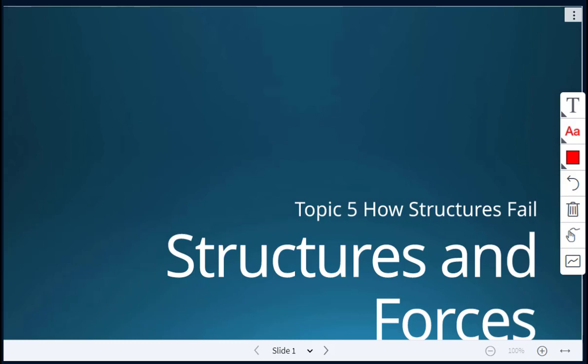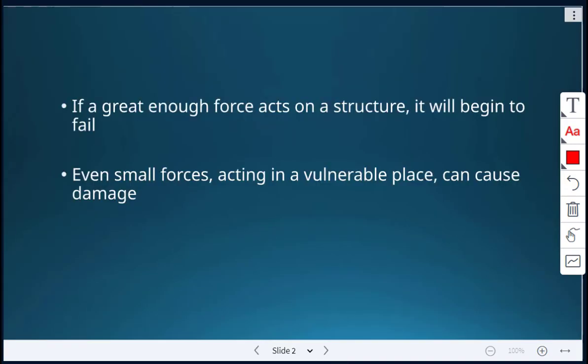So today's class, we're looking at topic 5, how structures fail. If there's a great enough force acting on a structure, it will begin to fail. Even small forces, if they're acting in a vulnerable place, can cause damage, which can eventually cause a structure to fail.